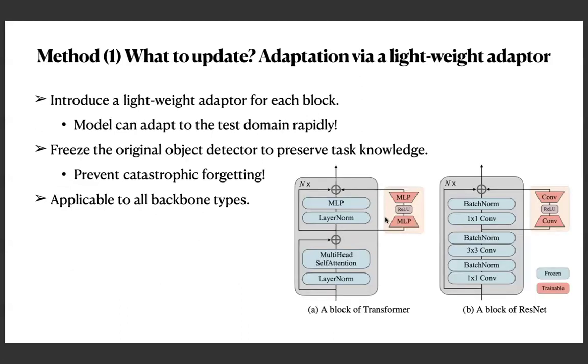The first part is what to update. We introduce a lightweight adapter for each block, enabling the model to rapidly adapt to the test domain while preserving the original object detector to prevent catastrophic forgetting. This approach is applicable to all backbone types such as transformer or ResNet as shown in this figure.